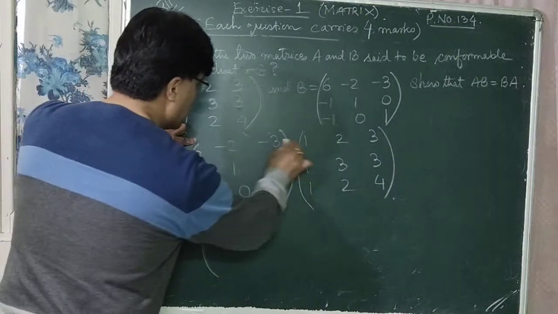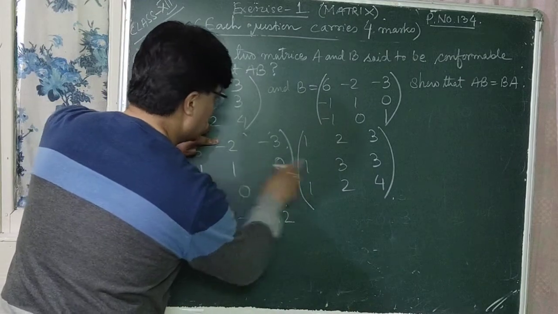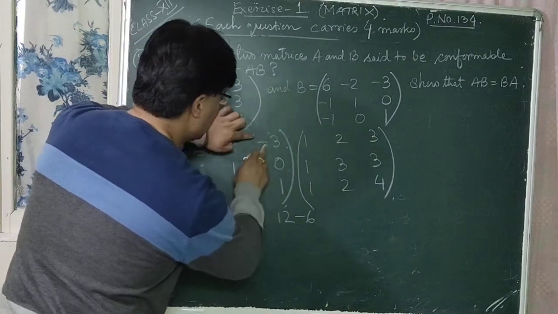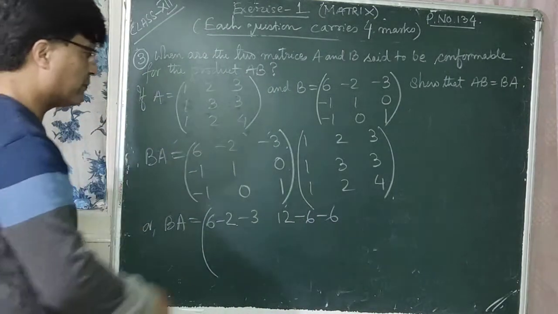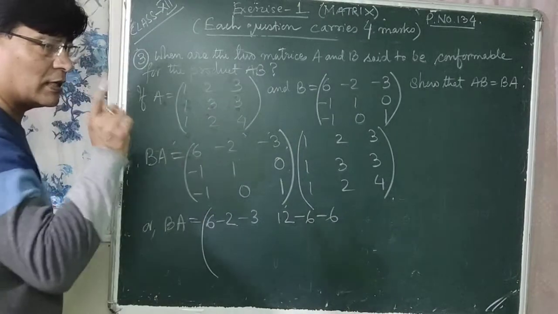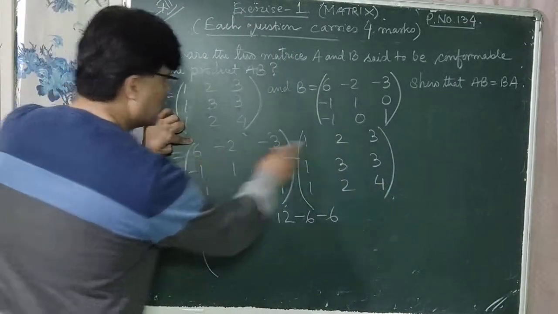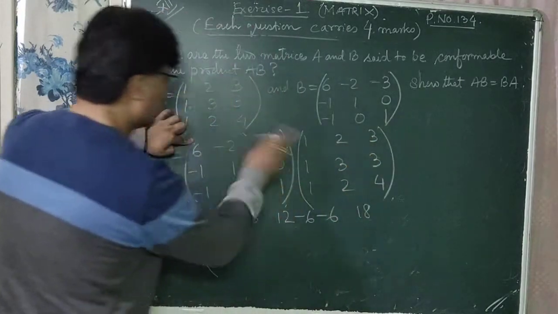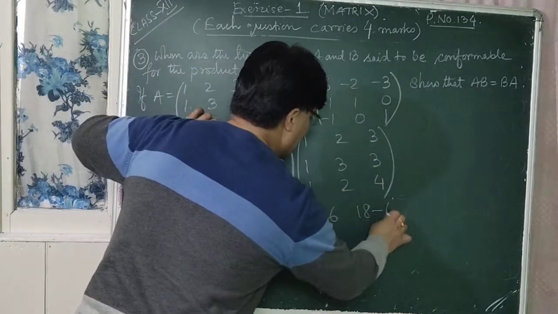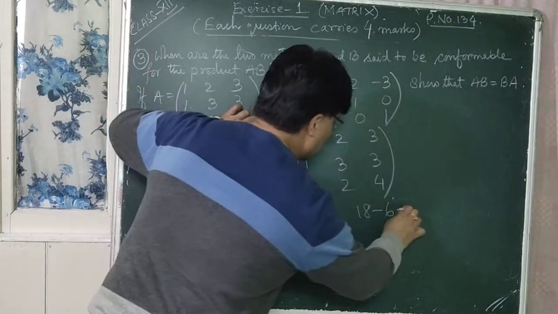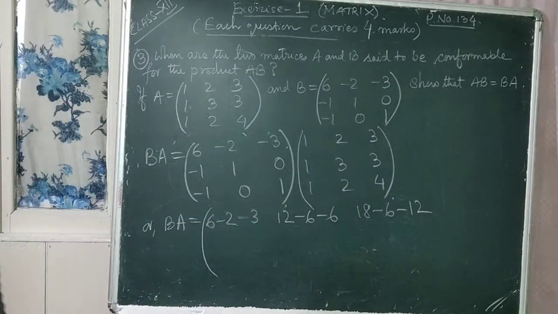Okay. The first row is multiplied by the second column. 6 into 2, 12, this is minus 6, minus 3 into 2, minus 6. Right? This is the second element of the first row. Now what will be the third element of the first row? First row by third column. 6 into 3, 18. Corresponding elements are to be multiplied. Minus 2 into 3, minus 6. And minus 3 into 4, that is minus 12. So that is the third element of the first row.